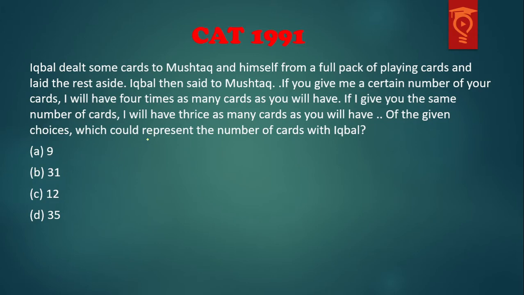So one of these numbers will fit correctly as the number of cards that Iqbal originally had. I have made a second column as the number of cards that Mushtaq might have, and I'm going to try the first option. First option, Iqbal has 9 cards. Now Iqbal will receive a certain number of cards so that the number of cards with him becomes a multiple of 4. That would mean he's going to receive 3 cards and then the number will become 12, and the changed number of Mushtaq's cards would then be 3 accordingly.